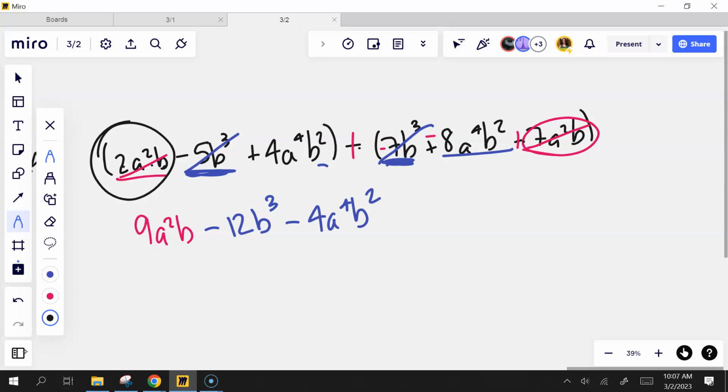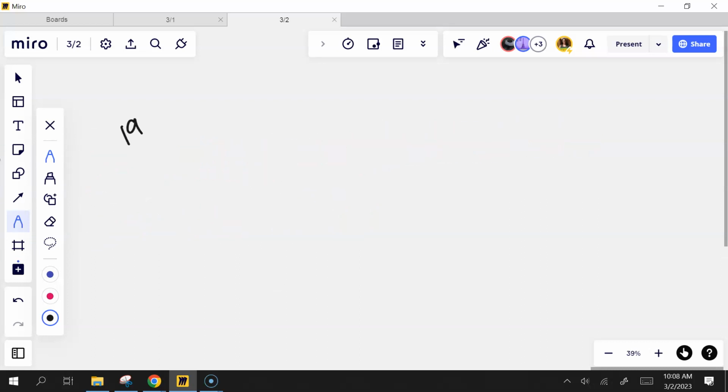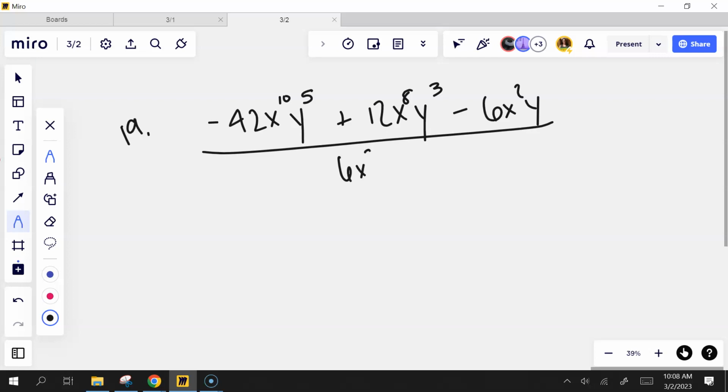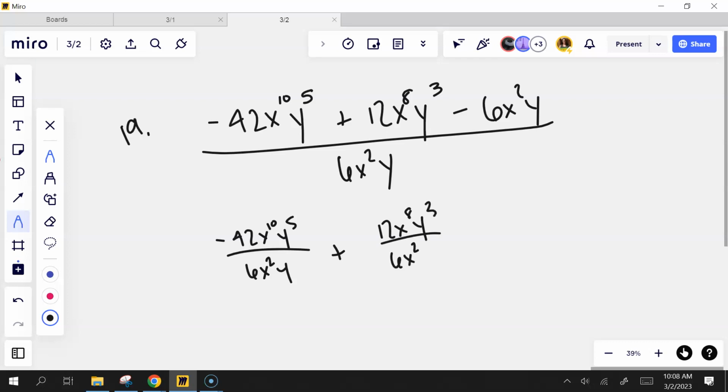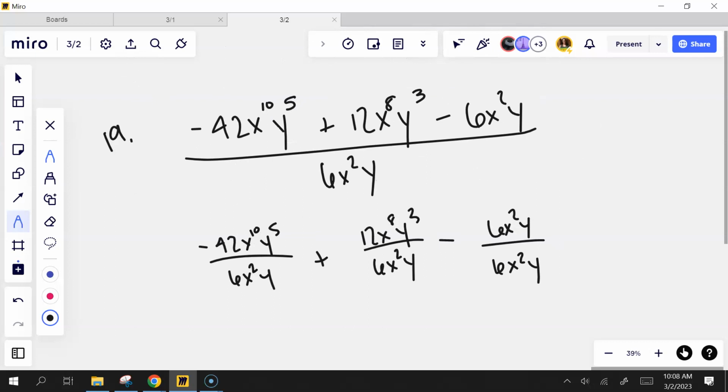What else? Number 19 is a nice little division problem. What am I dividing by? Look at number 19, a monomial. That's exactly right. I'm dividing by a monomial. There's just one term. I can split this into 3 different fractions, okay? So I'm going to make it negative 42x to the 10th y to the 5th over 6xy plus 12x to the 8th y cubed over 6x squared y minus 6x squared y over 6x squared y. And now I can evaluate each one independently. When there's no plus or minuses in the bottom, only in the top, you can break it up.